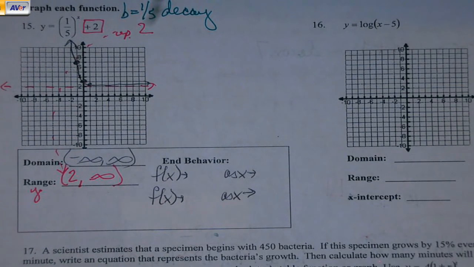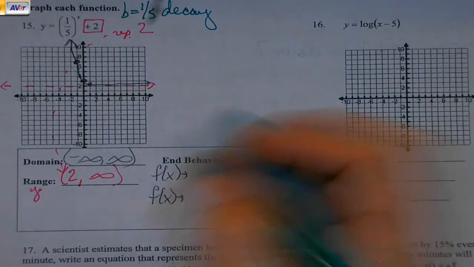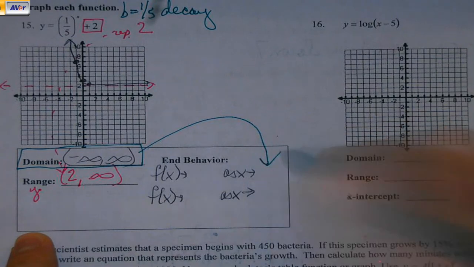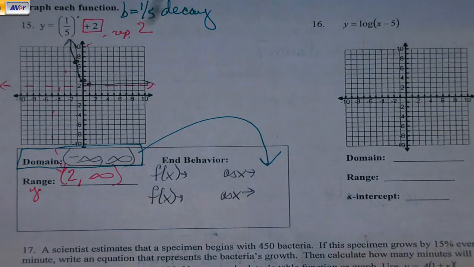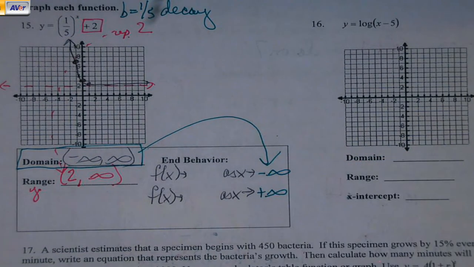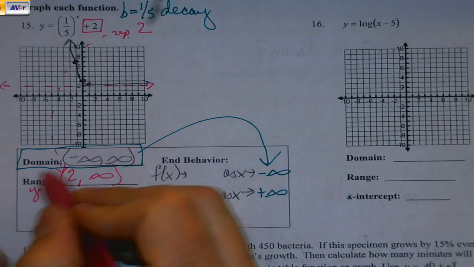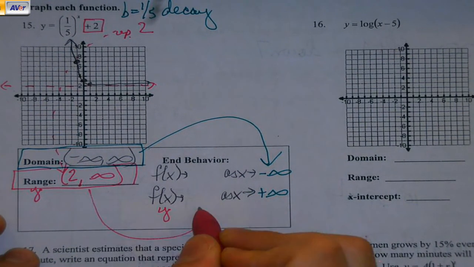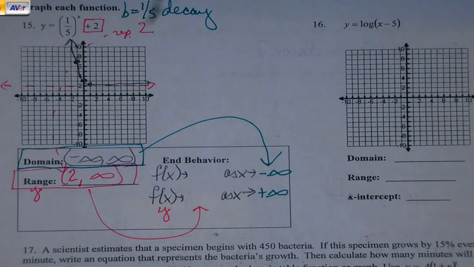And I've got to remember the connections between domain and range and end behavior. My domain values, my x values, go with the x portion of end behavior. So for this, I don't have to think very much. My range, my y values, tuck in here. Now this one I have to think about a little bit, but not too much.